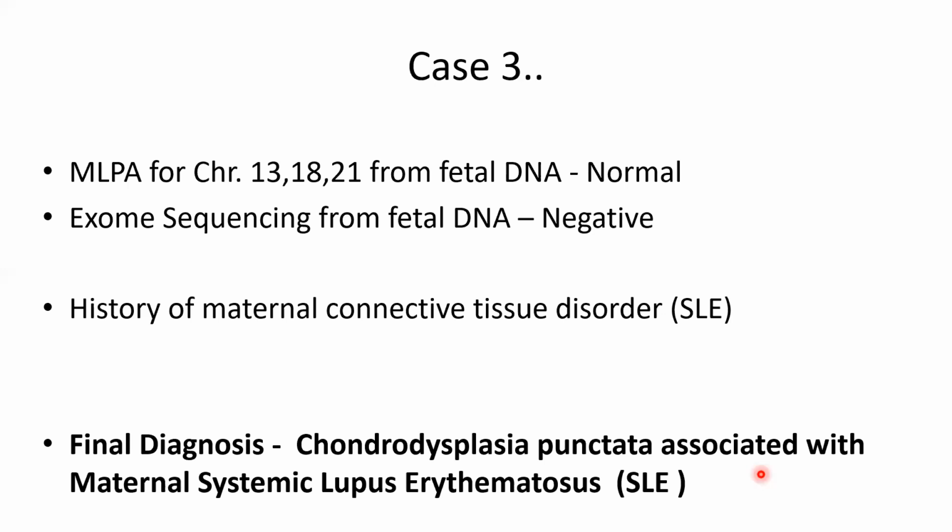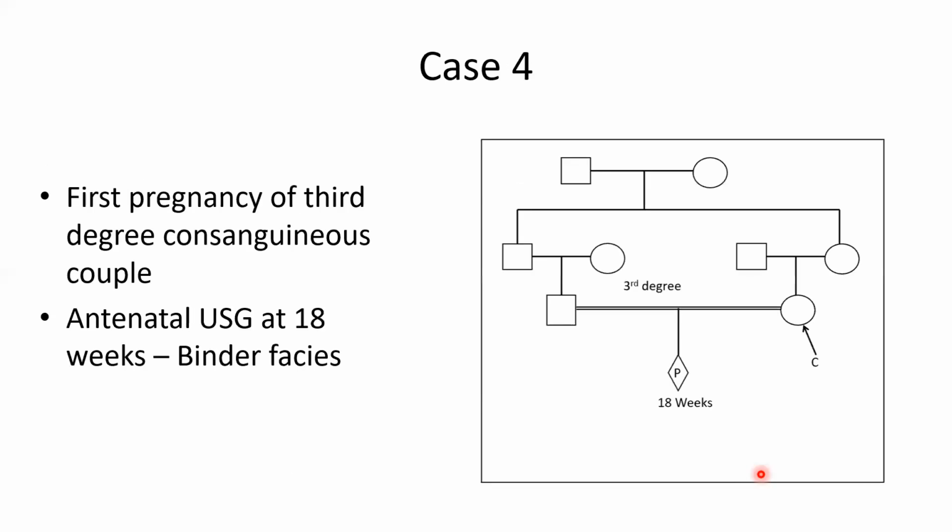Then detailed history was taken again, and there was a history of maternal connective tissue disorder, that is systemic lupus erythematosus. So the final diagnosis for this baby was established. We put it as chondrodysplasia punctata associated with maternal systemic lupus erythematosus. So now this is the fourth family. Here, this is a third degree consanguineous couple with first pregnancy.